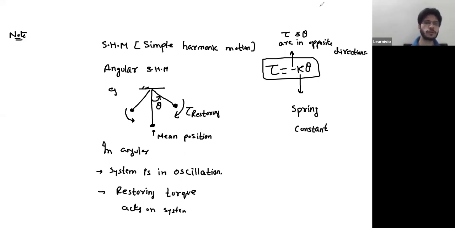So to prove that a system is in angular SHM, first you have to show that the system is in oscillation. Then you will have to calculate the torque acting on it, and then you will express that torque as tau is equal to minus of k theta. This is how we prove that a given system is in angular SHM.